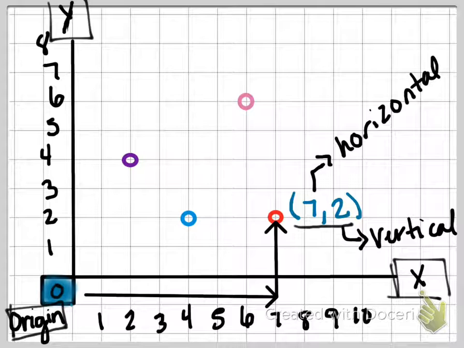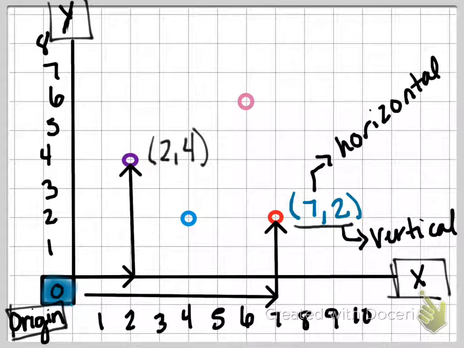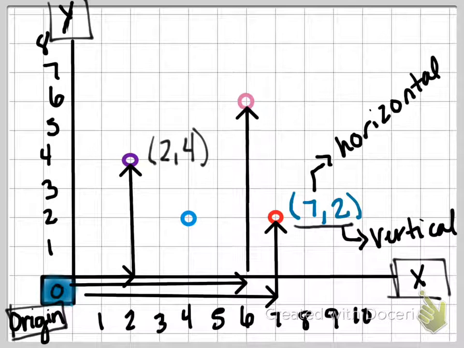So if I wanted to find my purple dot, for instance, I would need to go over 2 and go up 4. So the pair for my purple dot would be 2, 4. Again, we always go horizontally and then vertically. We go over and then up. Let's do our pink dot next. We're going to go over 6, and we're going to go up 6. So our ordered pair for that one is quite simple, since it's the same number for each. It's 6, 6. But we are technically putting the horizontal or the over directions first, even though they happen to be the same number in this case.